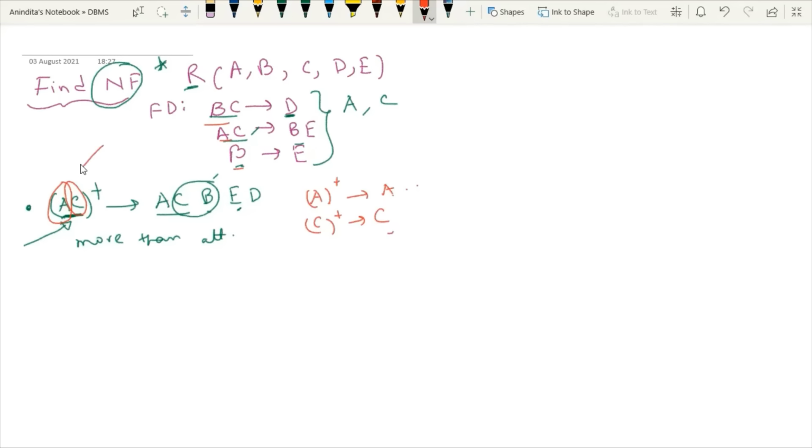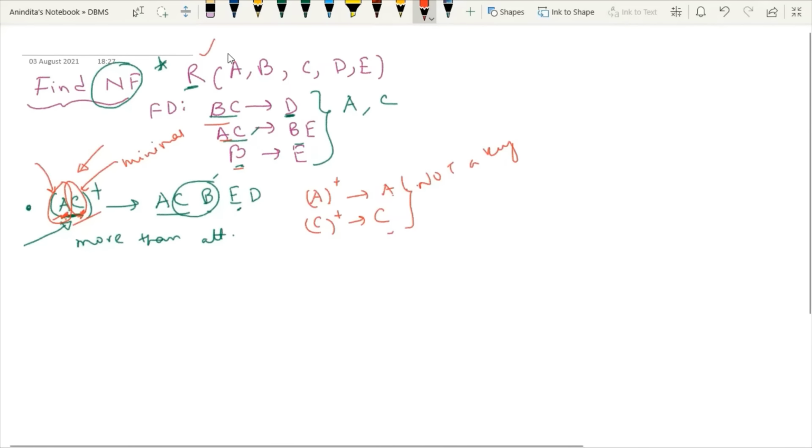So whenever your candidate key is a combination of more than one attribute, then just check whether individually they are a key or not. If they are individually a key, then it is not a candidate key, because a candidate key must be minimal, means no subset should be a key. So in this case, A and C, the subsets of this candidate key, are not a key. So that's why it is a minimal one, and we can say that it is a candidate key. So it is proven that AC is the candidate key for this relation R.